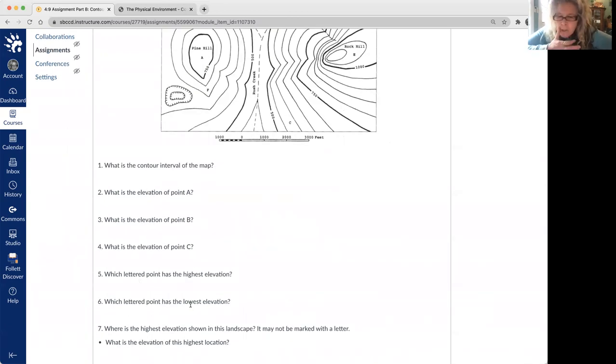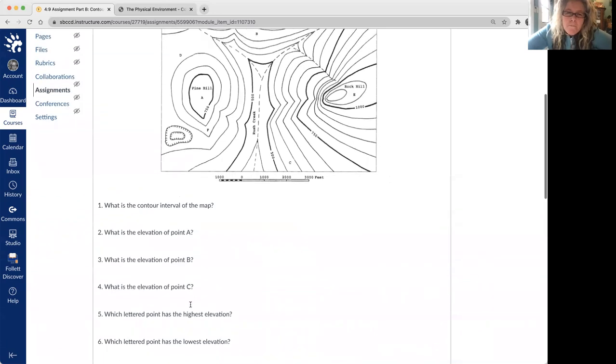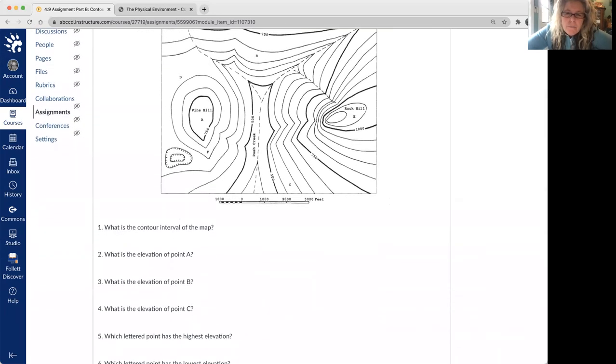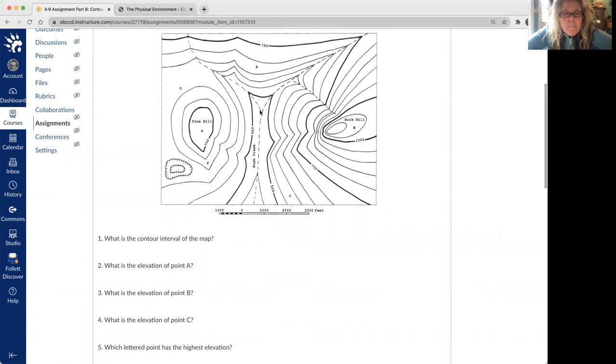Which lettered point has the lowest elevation? Okay, well, we have 500, 550, 600. So that one's in the middle here between 550 and 600. 550, 600. Okay, that one's higher.